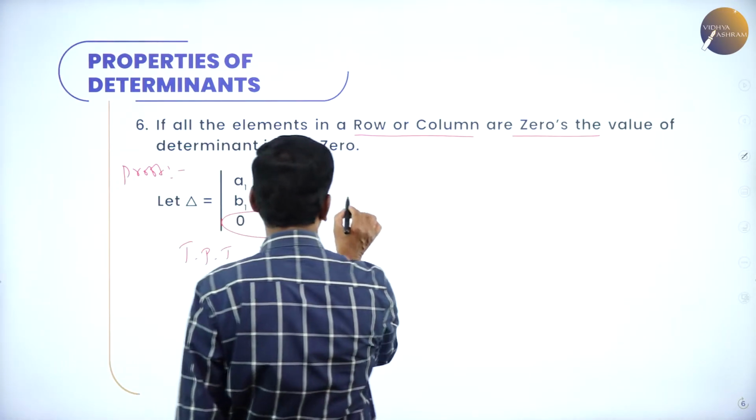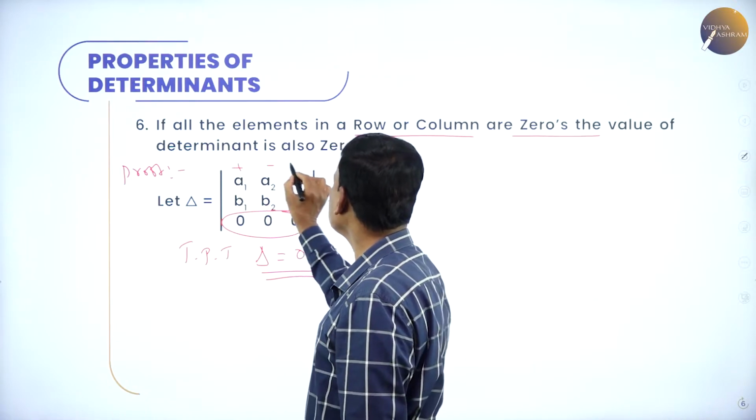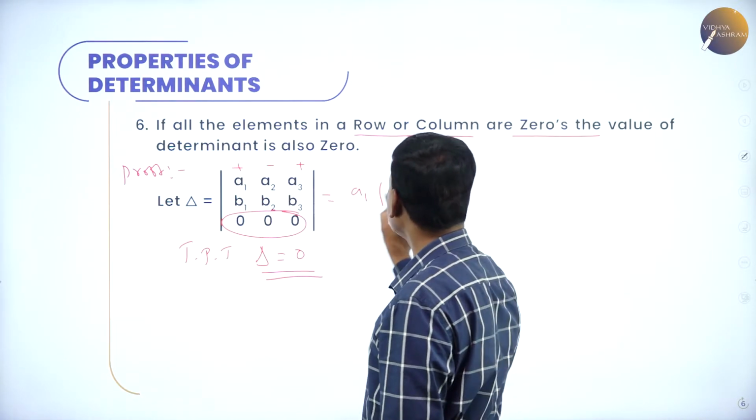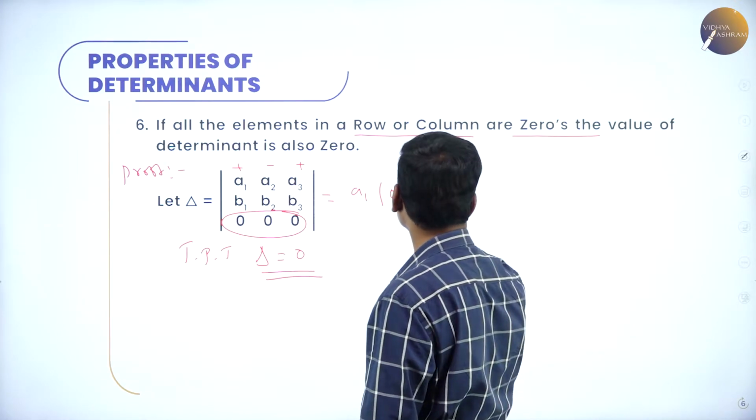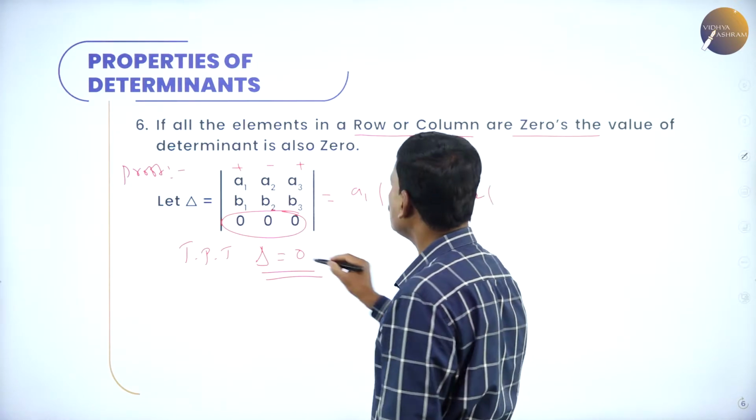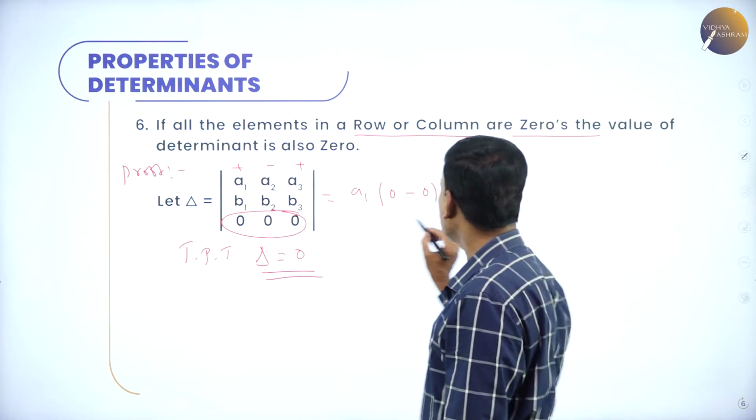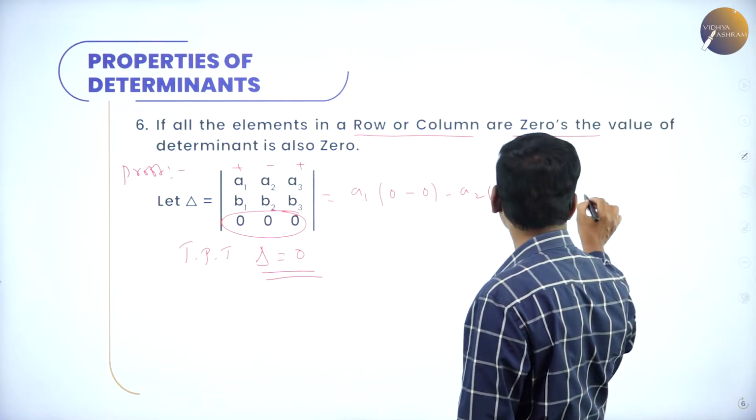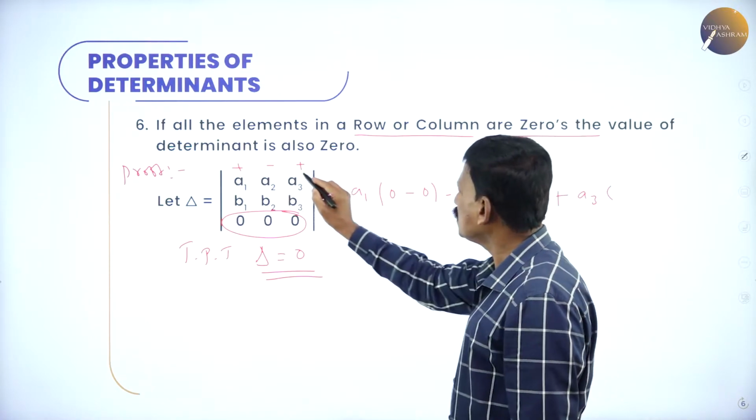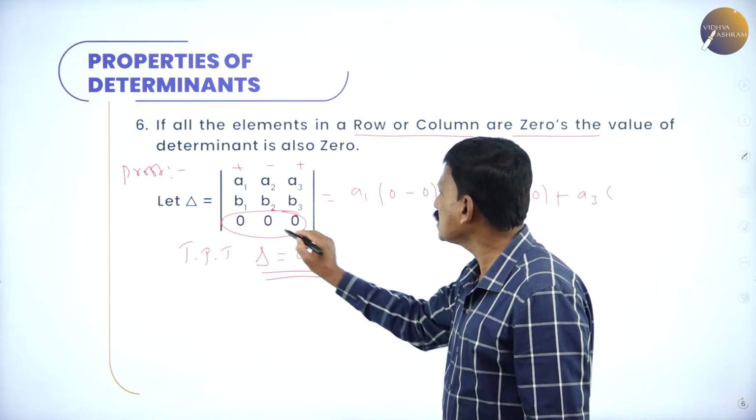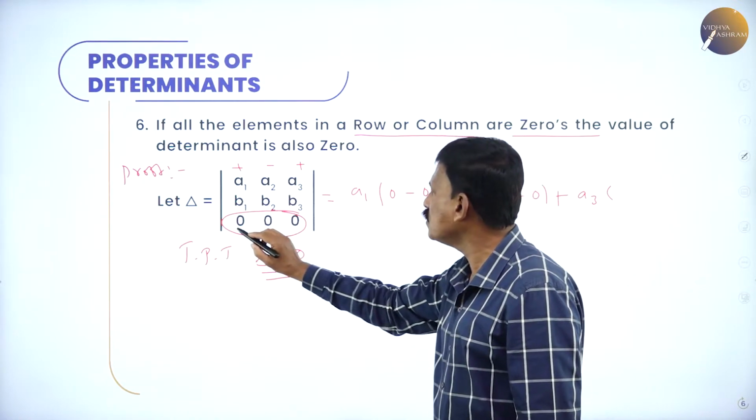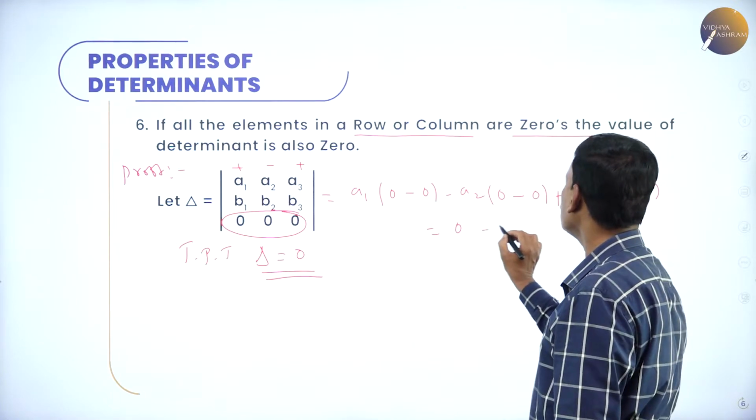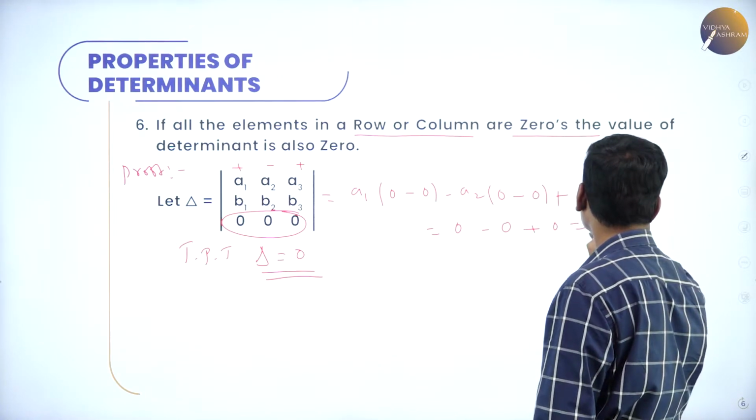Let us prove this. Let us simplify this. Plus, minus and plus. A1 into, this is gone, B2 into 0 is 0, minus 0 into B3 is 0, minus A2 into, this is gone, B1 into 0 is 0, minus 0 into B3 is equal to 0, plus A3 into, delete the row and column containing A3, this is gone, B1 into 0 is 0, 0 into B2 is also equal to 0, minus 0. So what is this? 0, 0 and 0 is equal to 0.